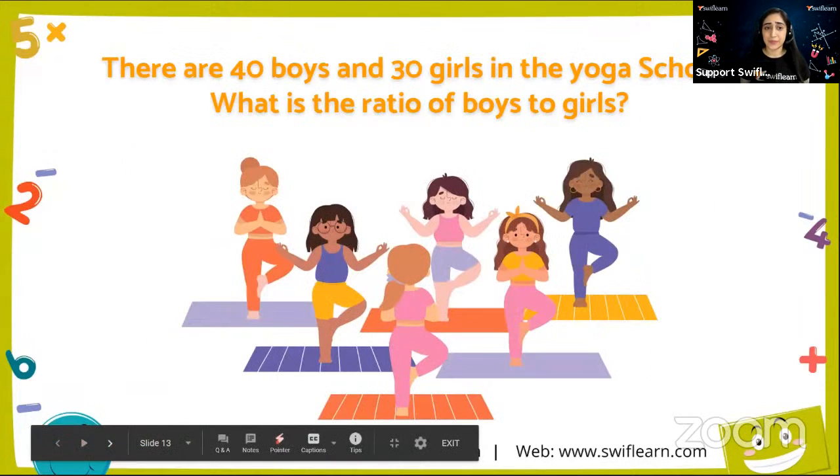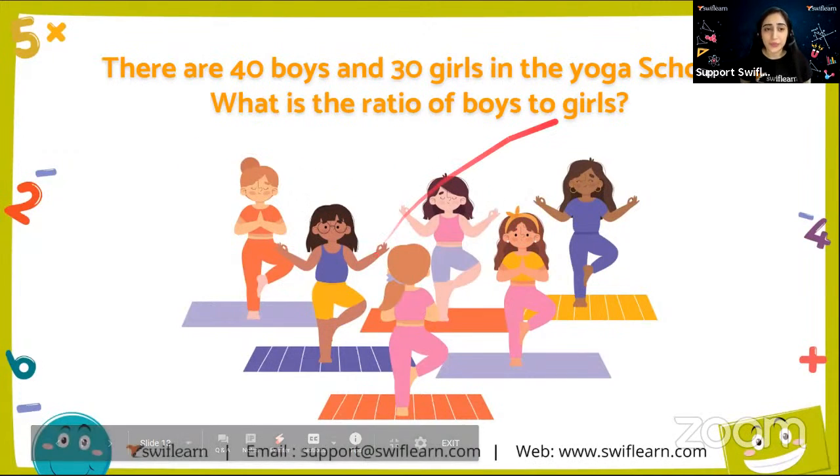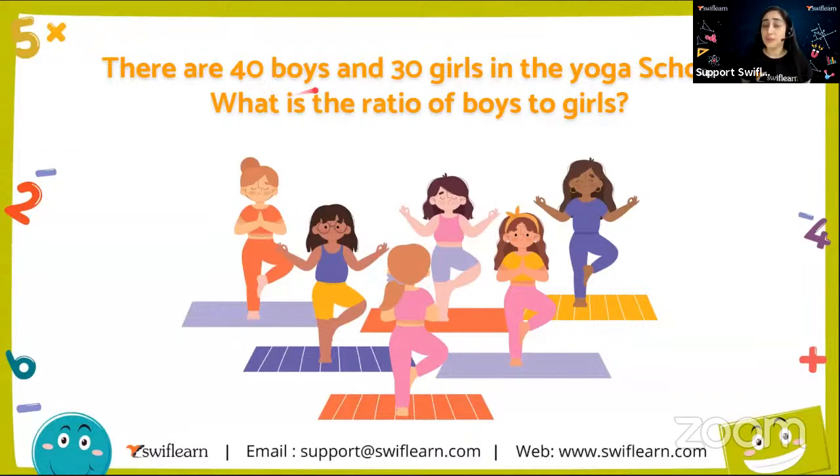See, there is a yoga class going on in a school. So there are 40 boys and 30 girls in a yoga school. So what is the ratio of boys to girls? What is the ratio of boys is to girls? So now the question is itself asking, what is the ratio? So that means, what does ratio mean? What does ratio mean?